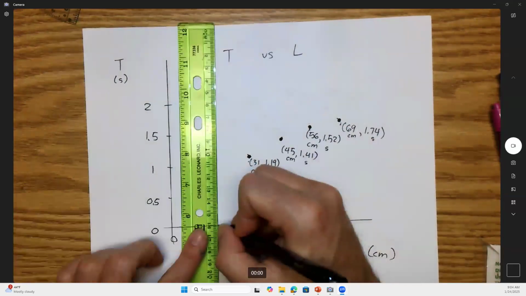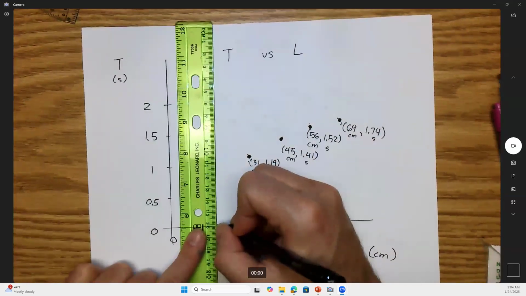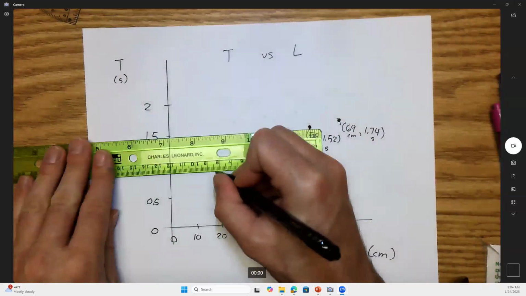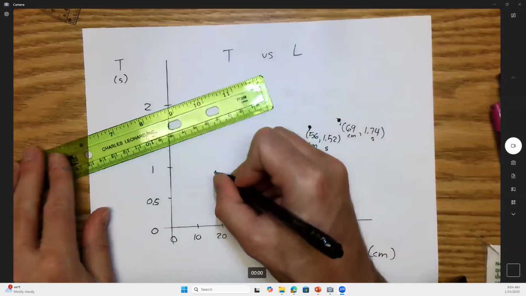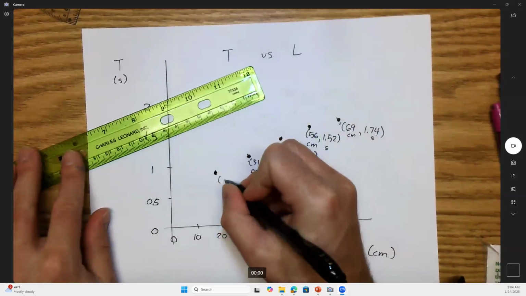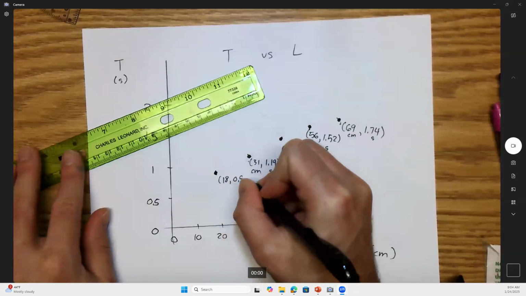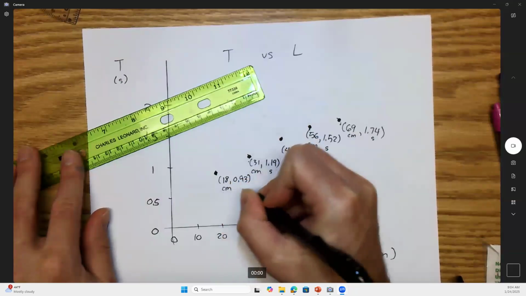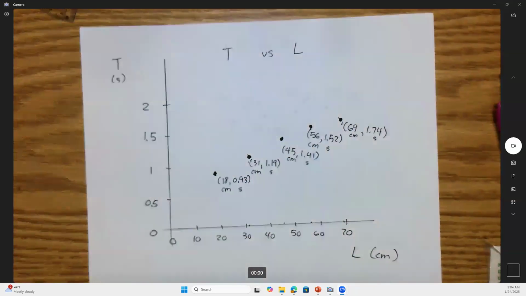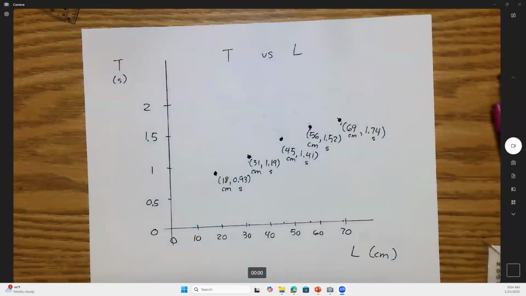18, 0.93. That's all. That'll do it. 18, 0.93 centimeters, seconds. Yeah, that's pretty well what I'm looking for right there. Okay.